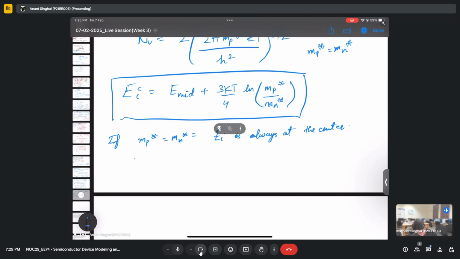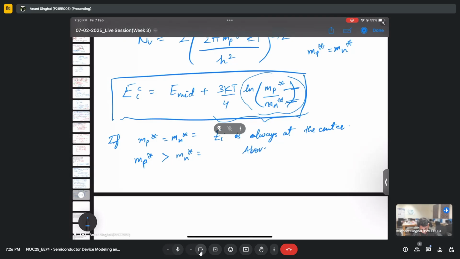But what if this Mp is greater than that of Mn? So will it be above the center or below the center? Mp is greater than Mn, so this term is positive. When that term comes out positive, it will be greater than mid. Yes, above.